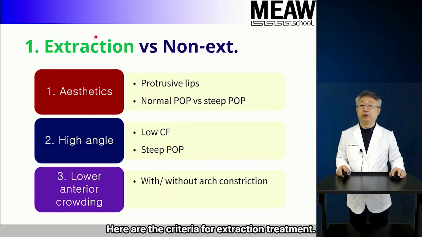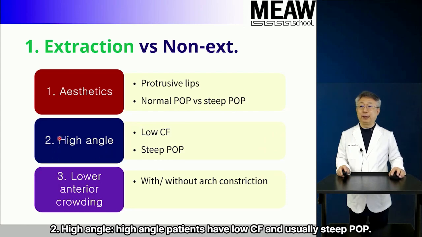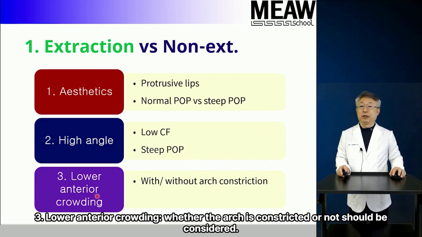Here are the criteria for extraction treatment. 1. Aesthetics: protrusive lips can be treated only with extraction treatment, and POP should be taken into consideration. 2. High angle patients have low CF and usually steep POP. 3. Lower anterior crowding, whether the arch is constricted or not, should be considered.